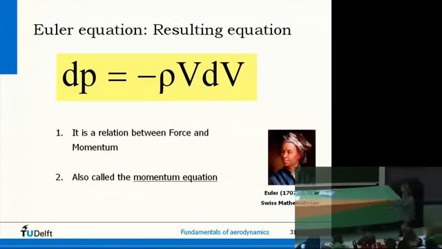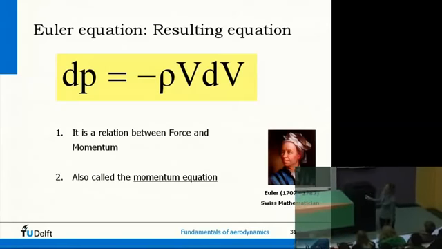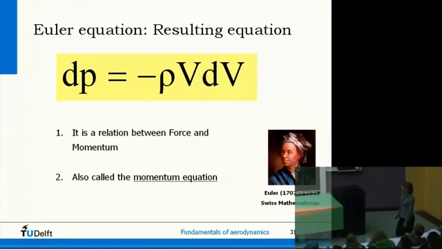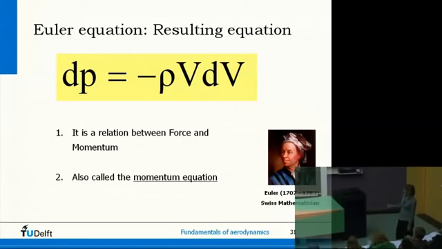The first step leads to this equation we just derived, and it's called the Euler equation. Mr. Euler came up with it, and it's quite a useful relation. dp is minus rho v dv.